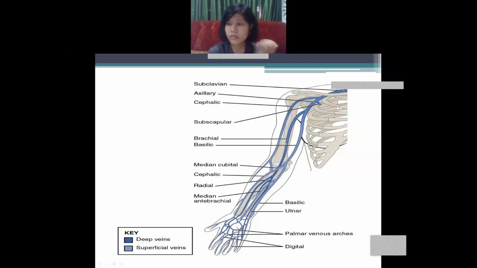Superficial veins you can even see with your naked eye. If you look at your hands, those blue colored lines, can you see them or not? I'm able to see my own veins. Are you able to see them? So all those are known as superficial veins. You can see them with your naked eye, just like that.